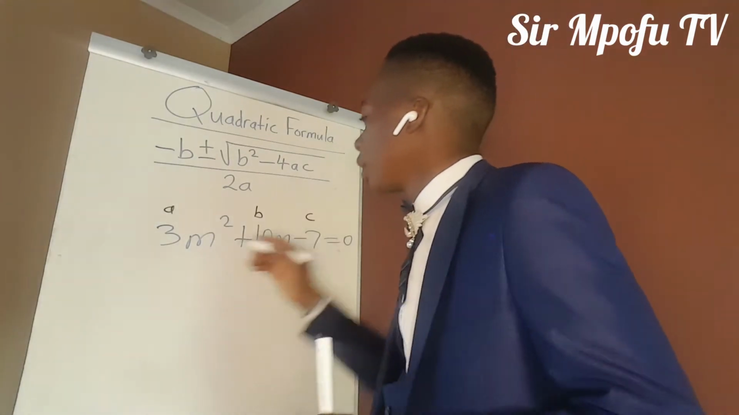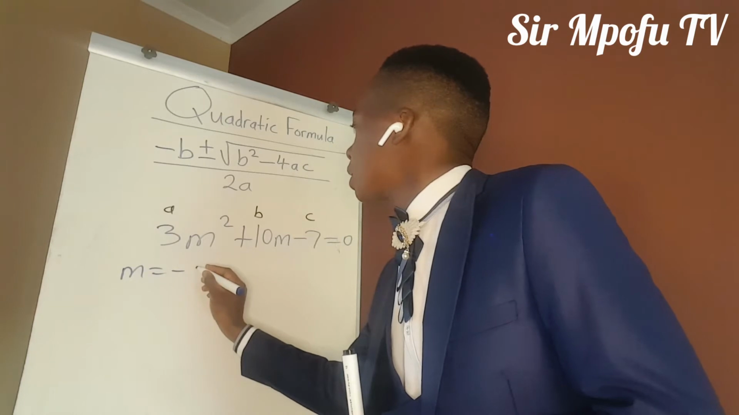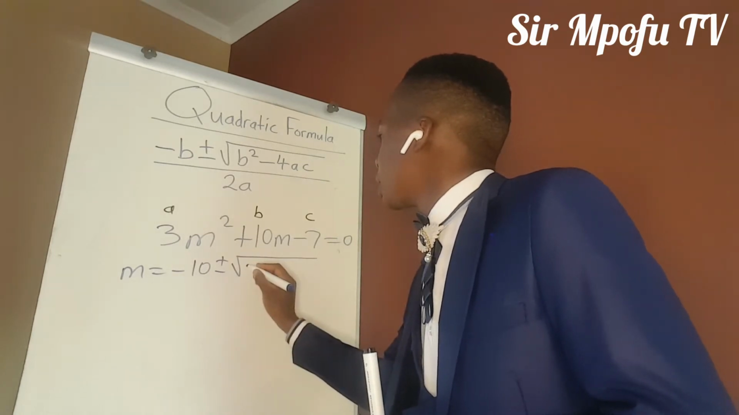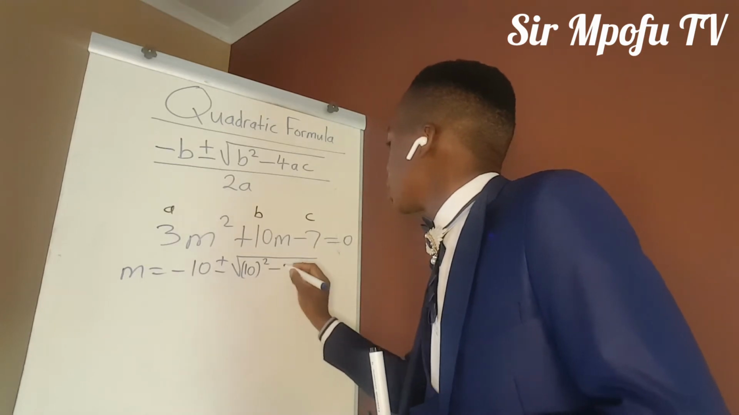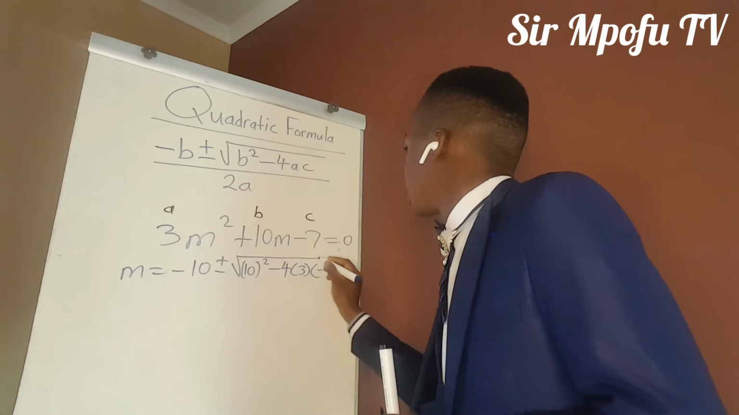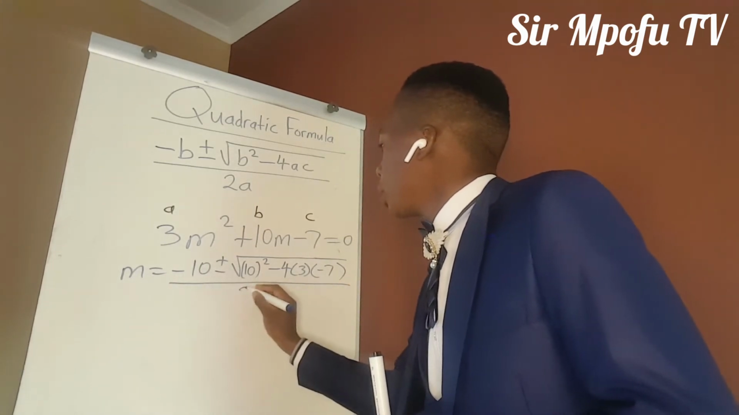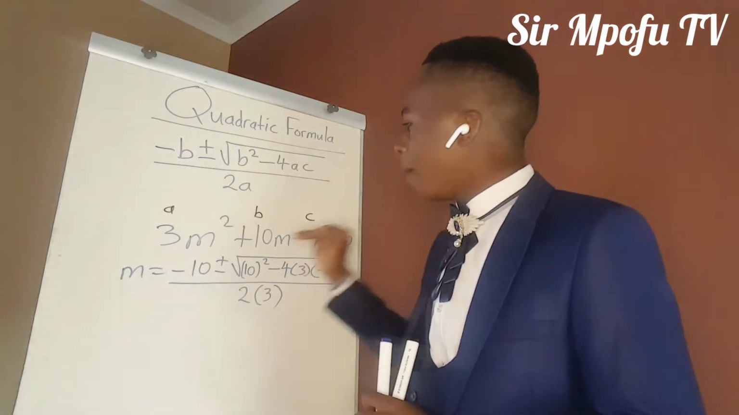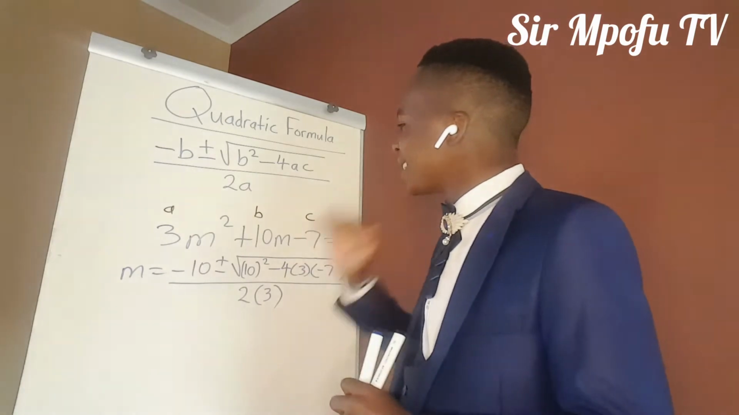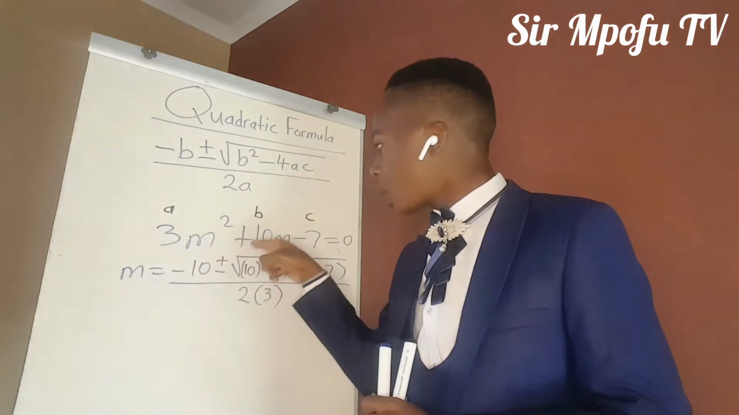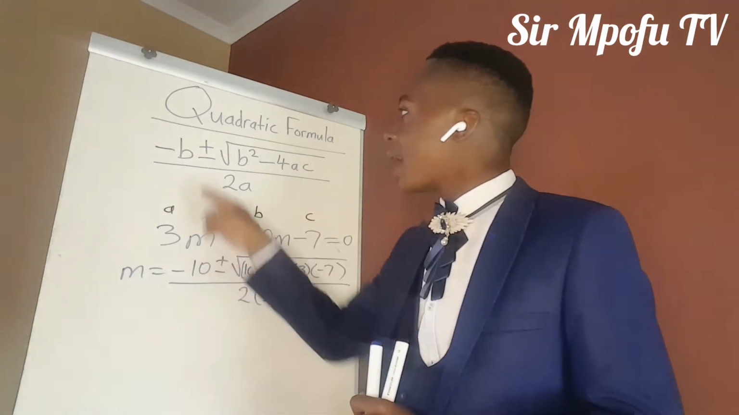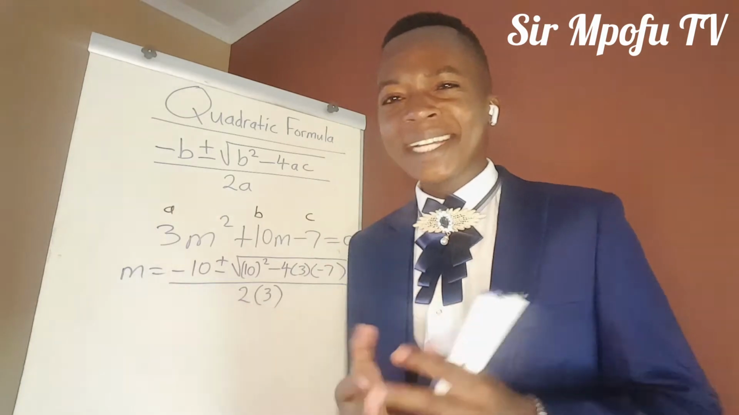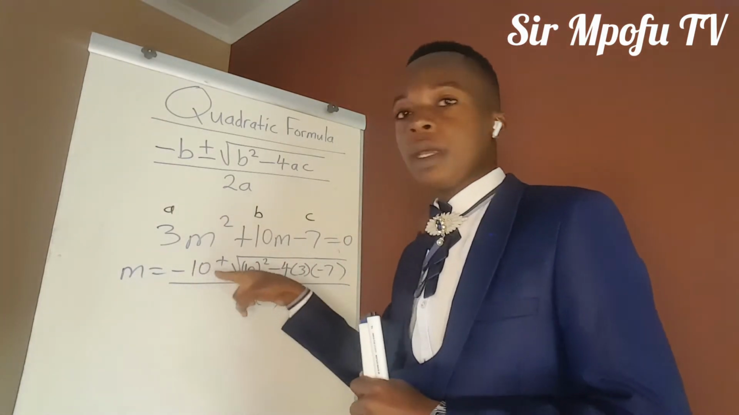Let us do it. So m is equal to minus b, which is minus 10, plus or minus the square root of b squared, which is 10 squared, minus 4, our a is 3, and our c is negative 7, everything over 2a, our a, which is 3. When you do this, you then simplify. I want you to take note of this. If your b is carrying a negative sign, this will change. If it was negative 10 here, this 10 would be positive 10. Why? Because there is already a negative sign in our formula. Negative and negative, you get a positive. Remember, negative times negative is positive.